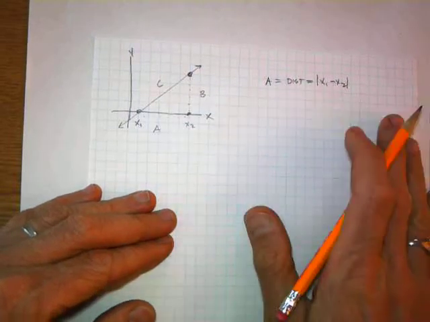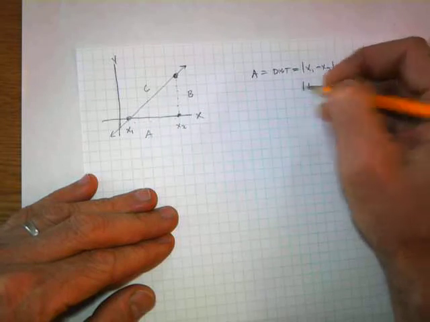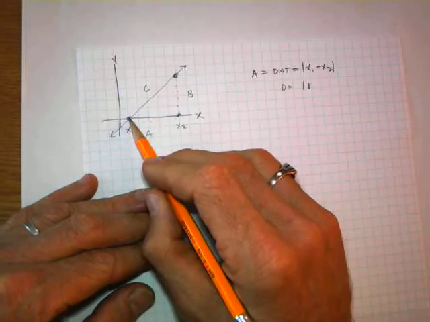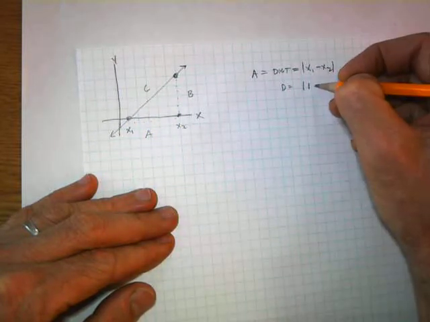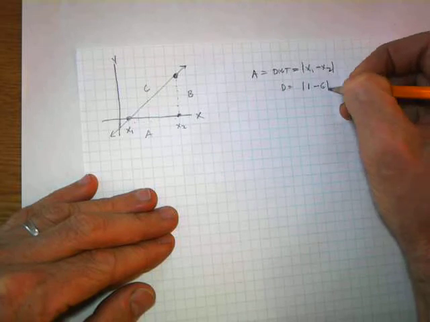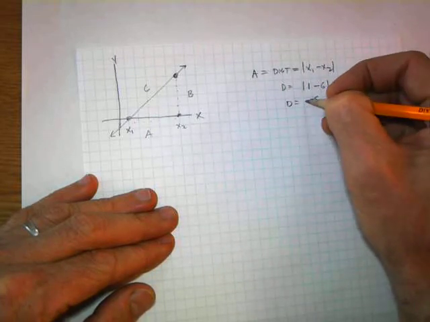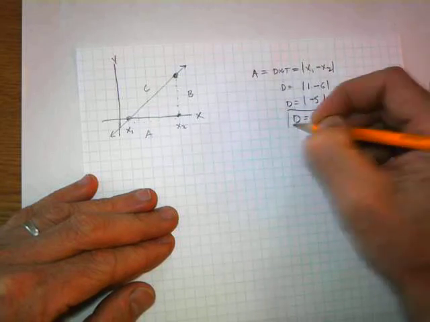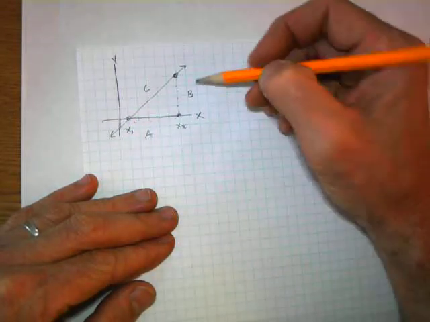So then what? You're going to say, all right, well, x1 is 1. D equals 1. x2 is 1, 2, 3, 4, 5, 6. So it's 1 minus 6. Square root, D equals 1 minus 6 is minus 5. The absolute value of minus 5. D equals 5. 1, 2, 3, 4, 5. We just did it.